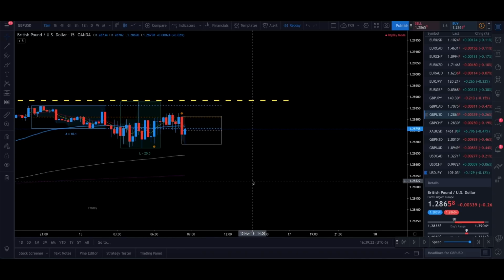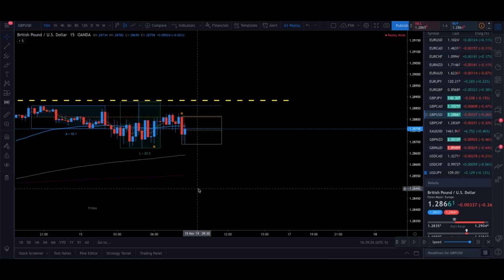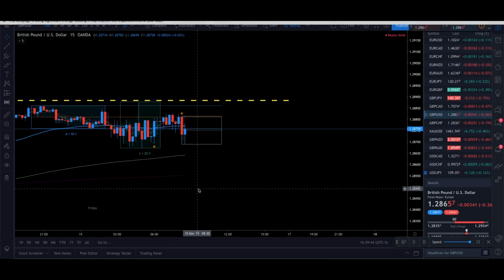So I hope these examples have helped you see different examples of what trades you should not be getting into, just by using the boxes and understanding the different Asian ranges that you should and should not be getting into.